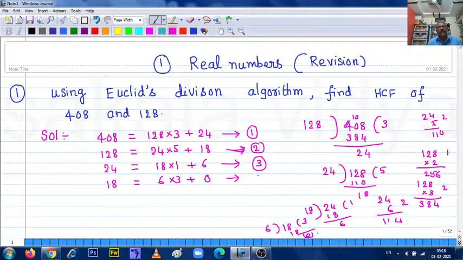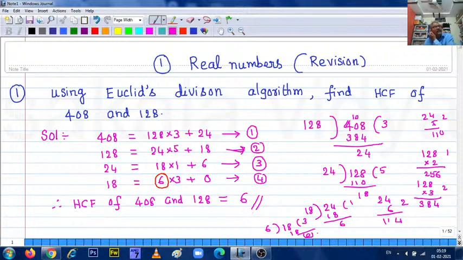So you need to continue till you get the remainder 0. So now this 6 is the HCF. Therefore, HCF of 408 and 128 equals 6. This is the answer. This method is actually called the Euclid division algorithm method. So you might have followed this one. You need to follow like this.